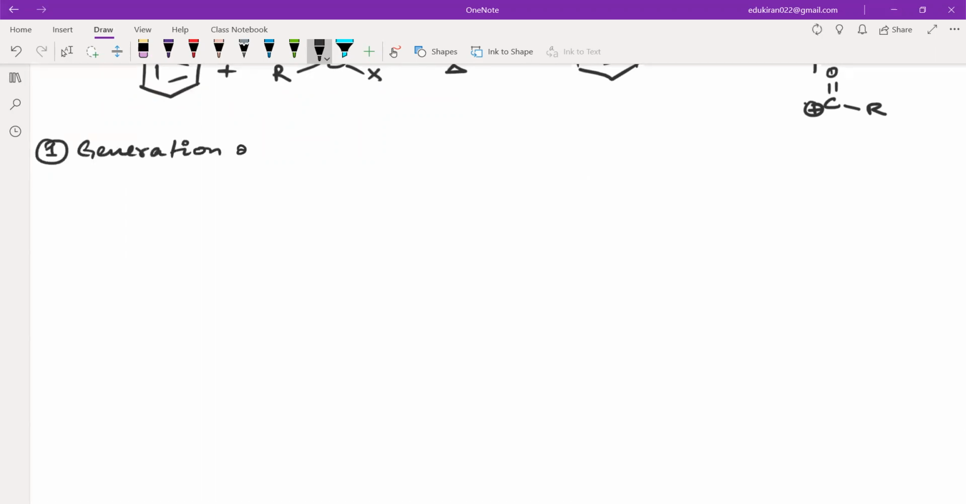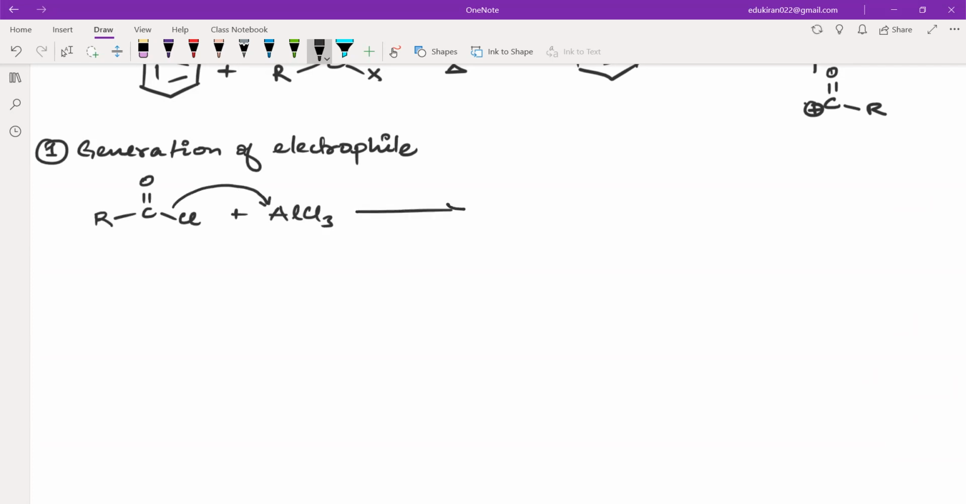Generation of electrophile. Now, in generation of electrophile, we have the same thing here, that is R, C double bond O, let us say Cl, plus we have AlCl3. Now again, the sigma bond will attack on the AlCl3 atom because AlCl3 is the Lewis acid with a vacant orbital, an incomplete octet, and we will be getting R, C double bond O with a positive charge here, and then we will get AlCl4 negative.